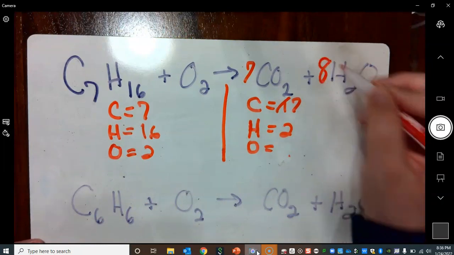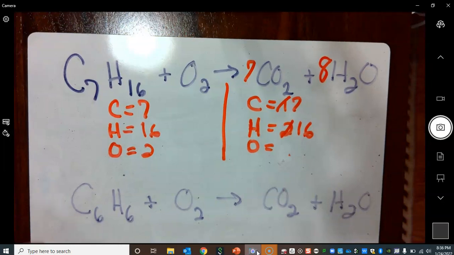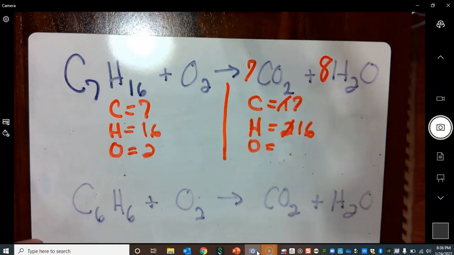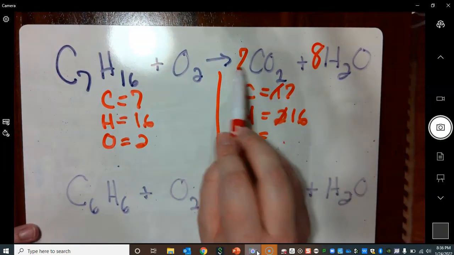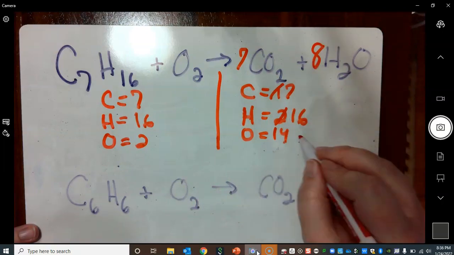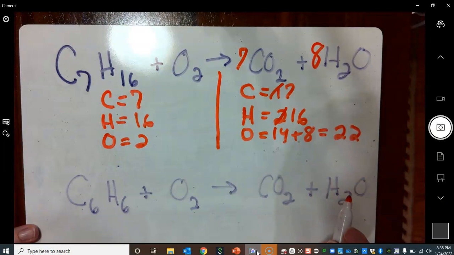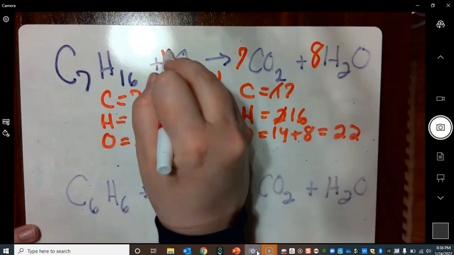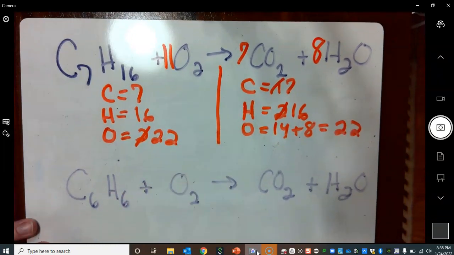All right, so I have 16 hydrogens here and only 2 here. So I'm going to put an 8 here to give me 16 hydrogens. Now, this is where you have to be careful and where people most frequently make mistakes. So when I'm counting my oxygens, I have 7 times 2, so I have 14 there, and then I have 8 here. So I have a total of 22 oxygen atoms. So in order to balance this equation, I need to put an 11 here because that will give me a total of 22 oxygen atoms.